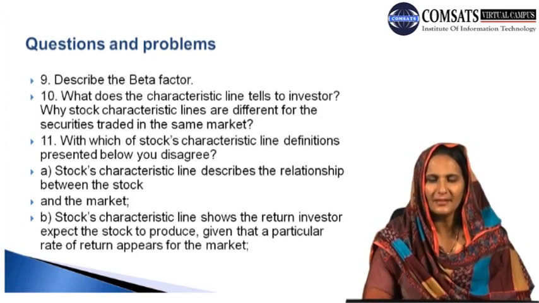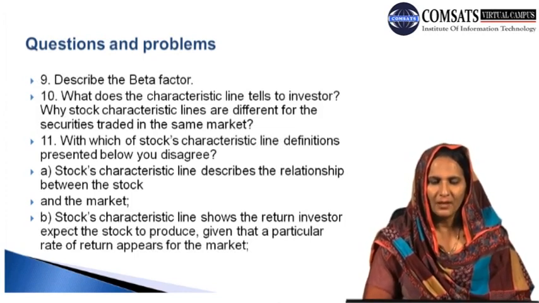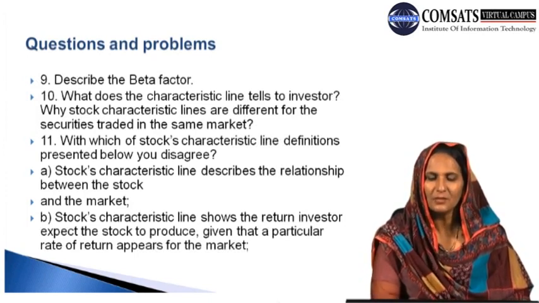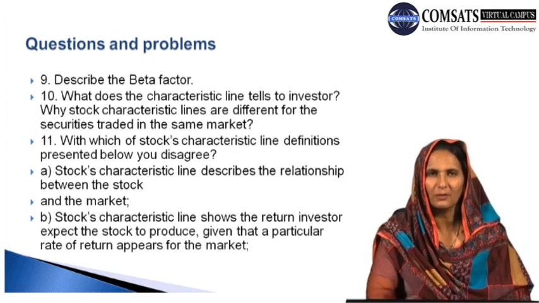With which of the stock characteristic line definitions presented below do you agree? First is, stock characteristic line describes the relationship between the stock and the market. Stock characteristic line shows the return investors expect the stock to produce given that a particular rate of return appears for the market.